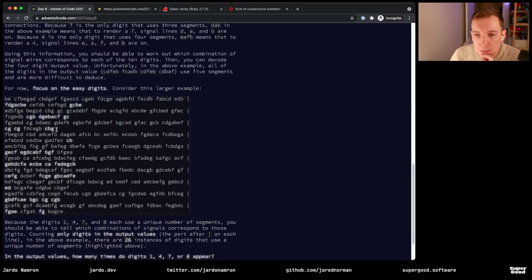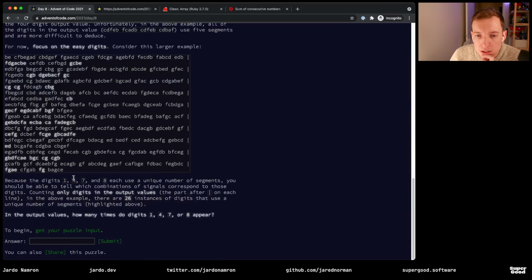Consider the larger example. Because the digits 1, 4, 7, and 8 each use a unique number of segments, you should be able to tell which combination of signals corresponds to those digits. Counting only digits in the output value, the part after the pipe on each line. In the above example, there are 26 instances of digits that use a unique number of segments, highlighted above. In the output value, how many times do the digits 1, 4, 7, and 8 appear?